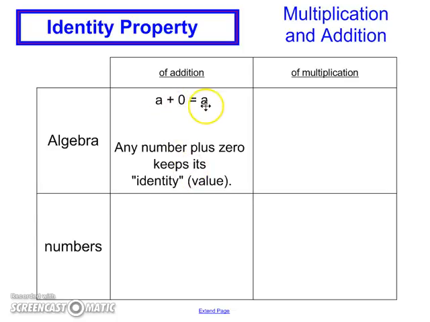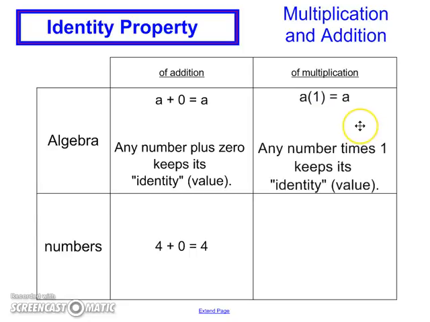So a plus 0 is a, because we know anytime we add 0 to a number, in this case our number is a, the value of that number keeps its identity. 4 plus 0 is 4. It doesn't change. Now the identity property has two parts because we have a number in multiplication that works similarly, and that would be the number 1. Because anytime I multiply a number by 1, that number keeps its identity. So if I go a times 1, I still have a. So 5 times 1 is 5, and this is just an example.